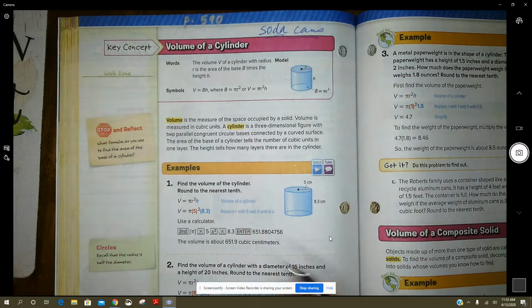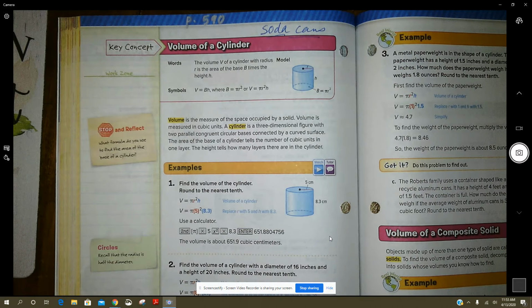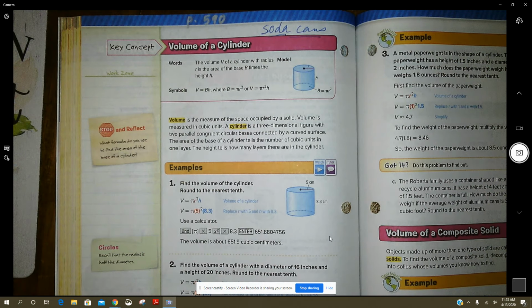And so we're talking about soda cans, right? How much soda can you get in there? How much Monster can you put into a soda can or whatever? By the way, you should never drink those things, but whatever.